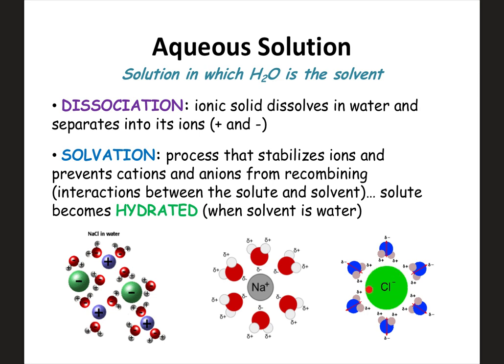But then since chlorine is minus, water turns and points all its slightly positive regions toward the chlorine to stabilize it, so it doesn't want to come back together with the Na plus. If the water evaporates, the Na plus and the Cl minus will find each other again, and you would reform the salt and you would see it form. So this idea of dissociation, where an ionic solid is separating into its parts, into its ions, into its plus and minus.